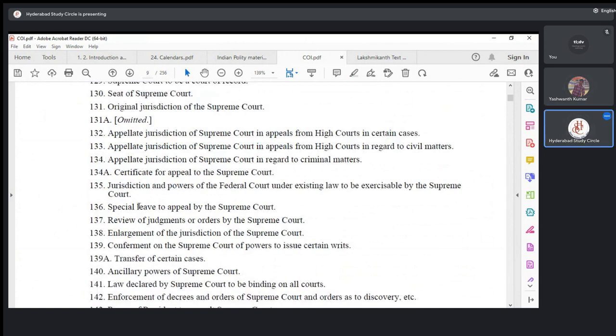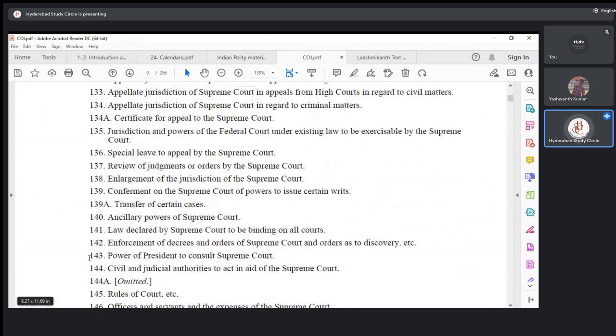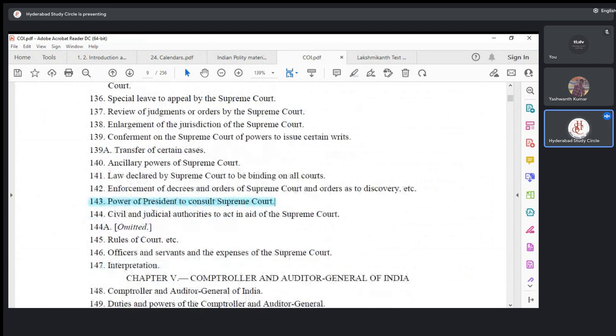Then the power of the president to consult the Supreme Court is the advisory jurisdiction, article number 143. Are you making your notes? Supreme Court is article number 124. Advisory jurisdiction is article number 143. Understood?